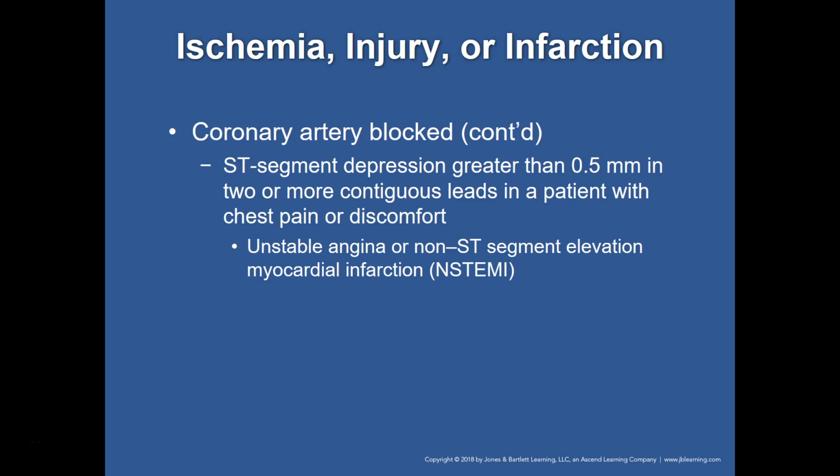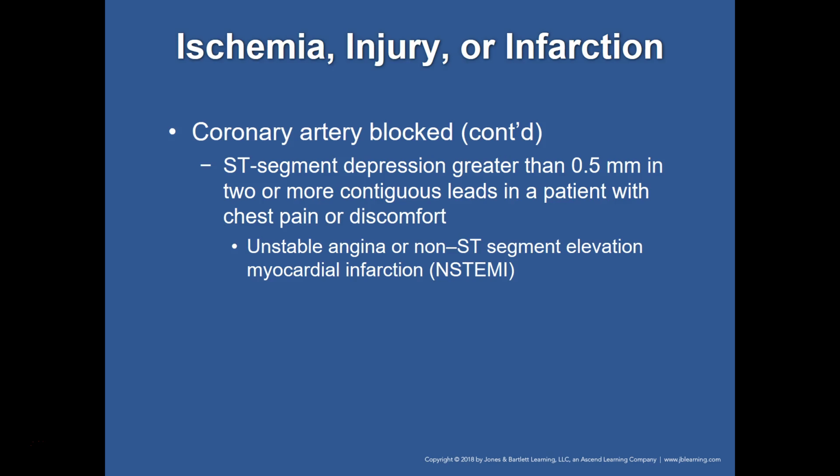So, continuing on, the coronary artery is blocked, so you get some ST segment depression, greater than 0.5 millimeters, in 2 or more contiguous leads. I don't know if we've talked about contiguous leads yet. I don't believe we have. Make sure you look it up, because I'm probably not going to give you a very good version of it. But contiguous leads is when you have something like 2, 3, and aVF. It's all looking at the same portion of the heart, but from different ways. So 2, 3, and aVF are all looking at the inferior wall, the inferior portion of the heart, and give you that view.